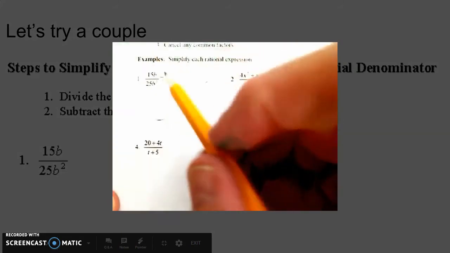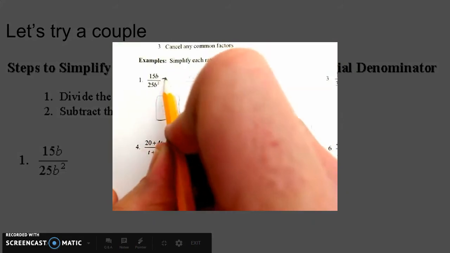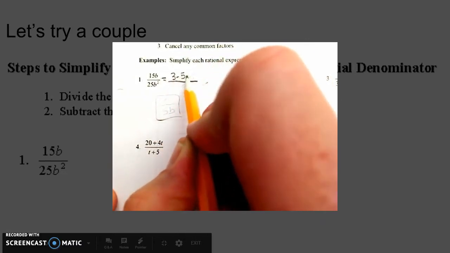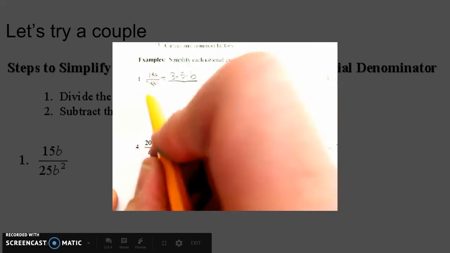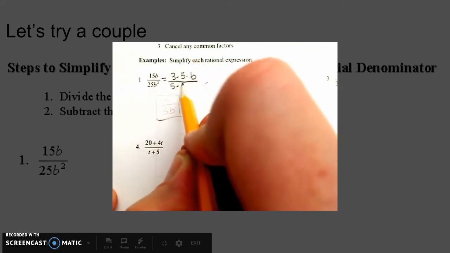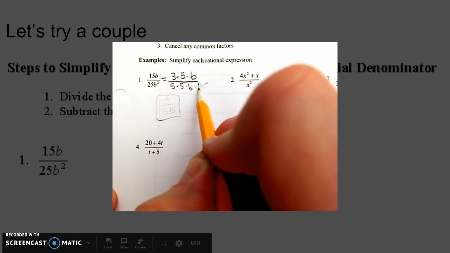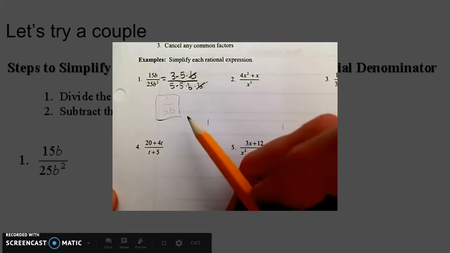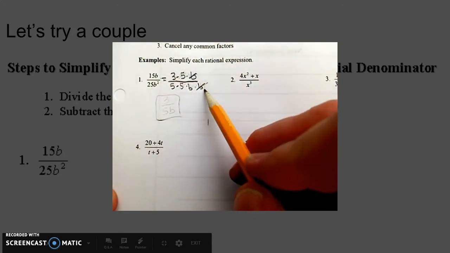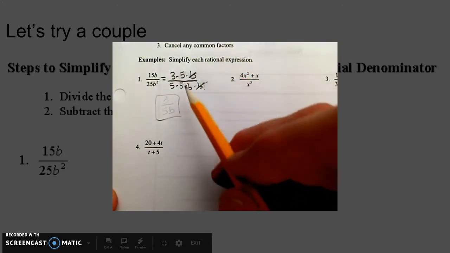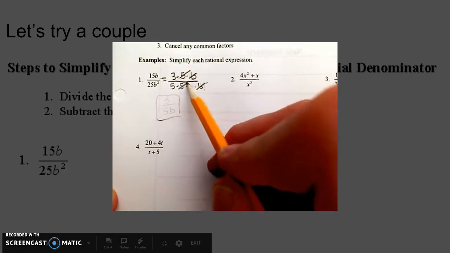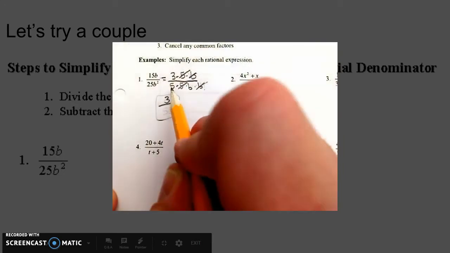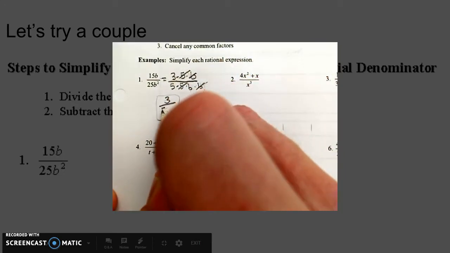Our first one, 15b over 25b squared. And we're going to go ahead and expand these out into their prime factorization. 15 is 3 times 5, and then times b. 25 is 5 squared. And then I have b squared, which is b times b. Well, we can see that we can remove a common factor of b in the numerator and denominator. b divided by b is 1. I can ignore the factor of 1. Similarly, 5 divided by 5 is 1. So I'm left with in the numerator a factor of 3. In the denominator, 5 times b.